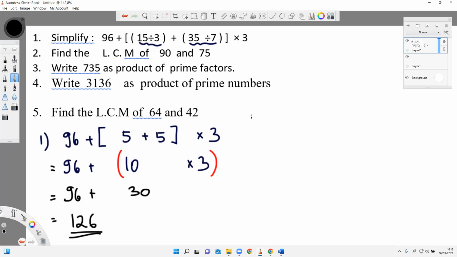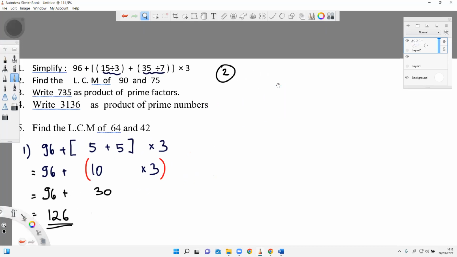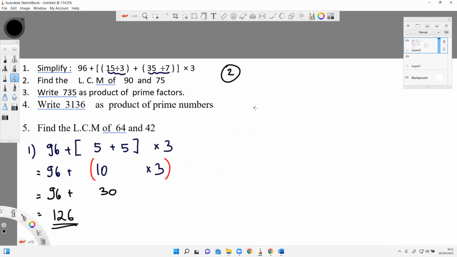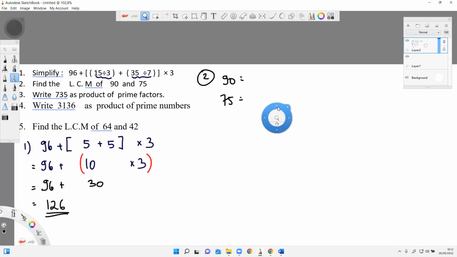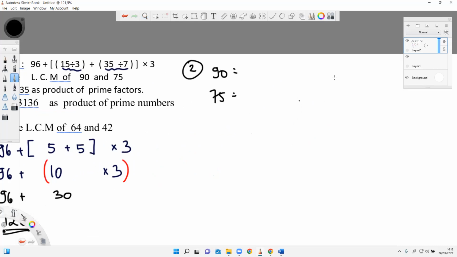That's it. Now, number two, the LCM of 90 and 75. For number two, you need to use the help of prime factorization. So you put 90 here and then 75 below, or you can switch and put 75 first, but we are ordering the numbers. So for the LCM, you have to use prime factorization.